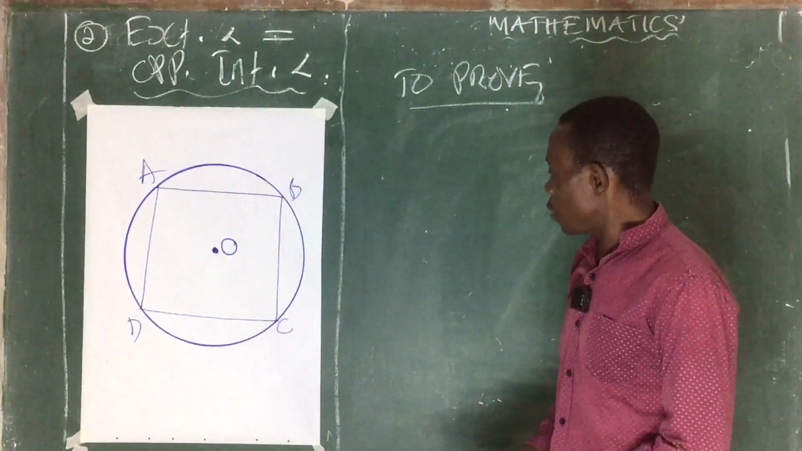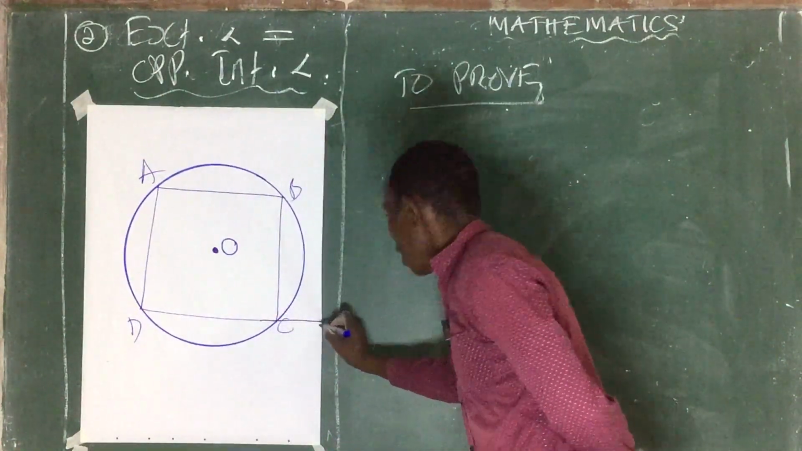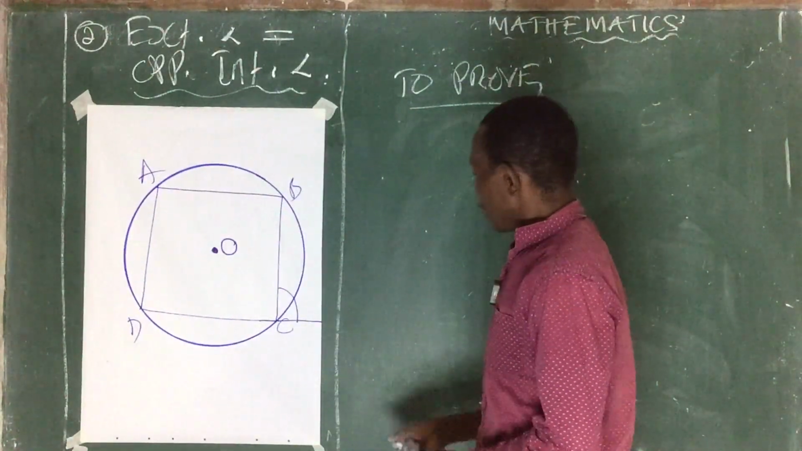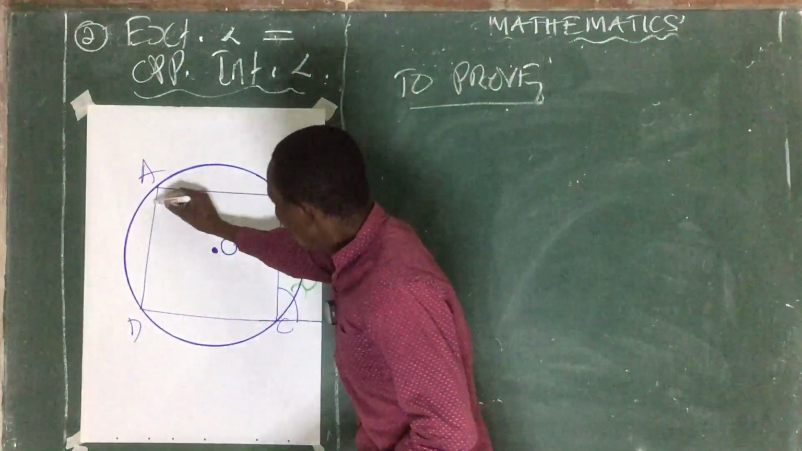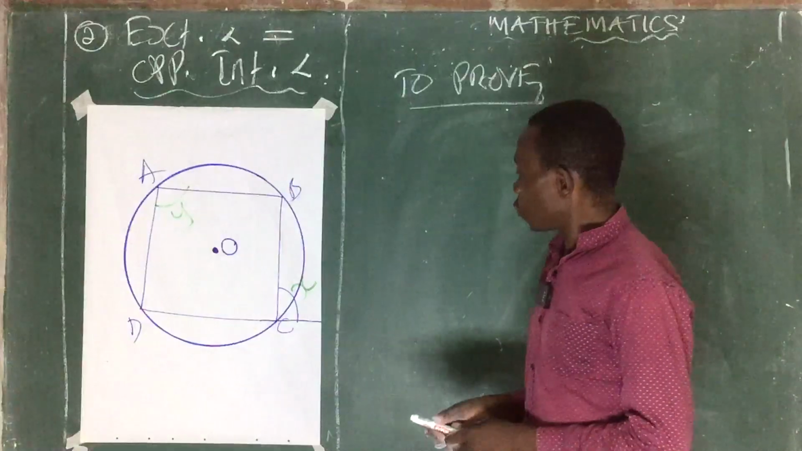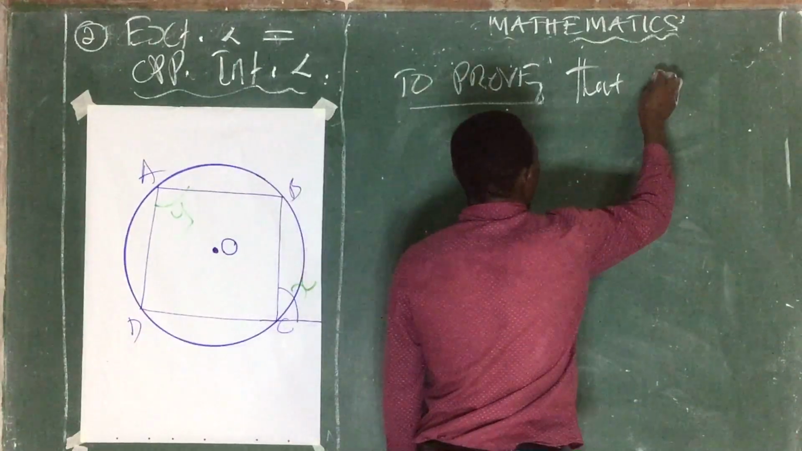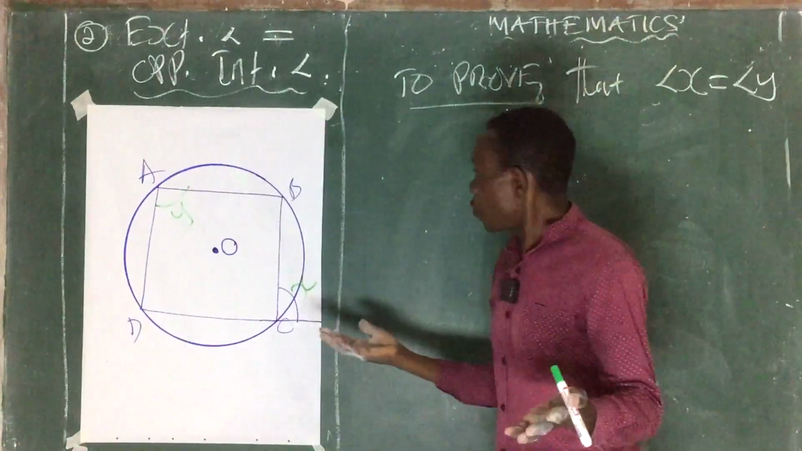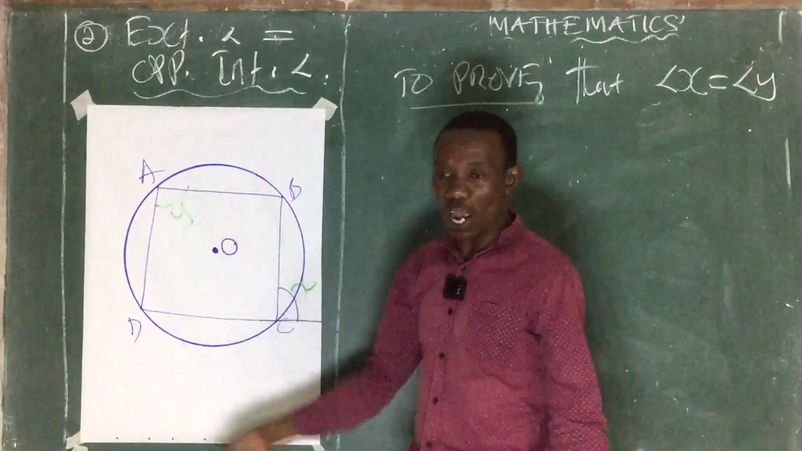My interest is only to prove that if I extend one line, like in this case, I extend this line to this point here, I'll have this one as an exterior angle. So let's take this one as angle X, and this angle here as angle Y. I just want to prove that angle X is equal to angle Y. By the discussion, we established that this angle is equal to that one: the exterior angle is equal to the opposite interior angle.